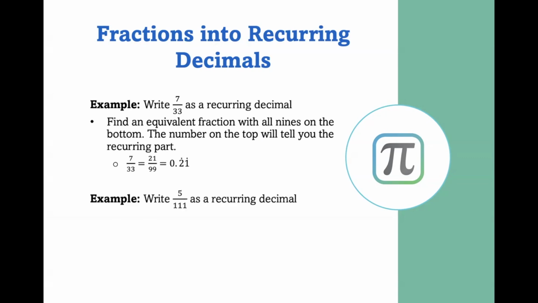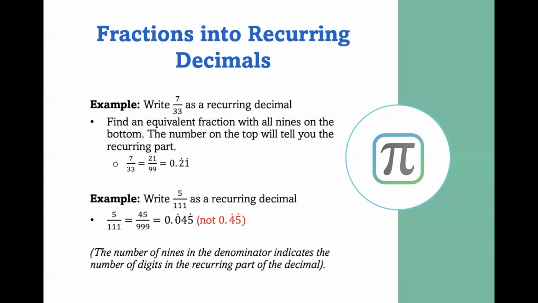Slightly more tricky. This time we have 5 over 111 as a recurring decimal, but same method. We convert that so that we have all nines in the denominator, in this case multiplying by 9 to give 999. 9 fives are 45, and this would give 0.045. One thing to watch out for here is you have 3 nines in the denominator. So this is not 0.45 with the 45 being recurring, it's 0.045 with the 045 being the recurring sequence.